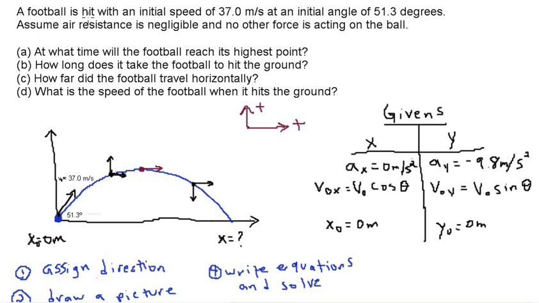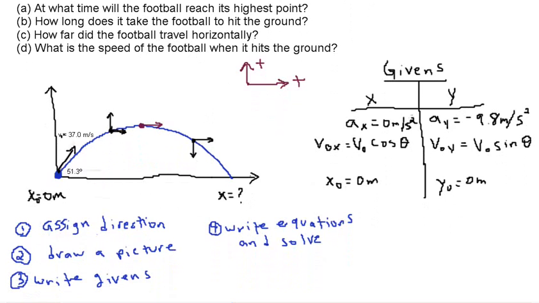It says a football is hit with an initial speed of 37 meters per second at an initial angle of 51.3 degrees. So this is the initial velocity of the football. So therefore the football is the projectile traveling at this parabolic trajectory. Assume air resistance is negligible and no other force is acting on the ball. Okay, so let's go ahead and start solving this problem.